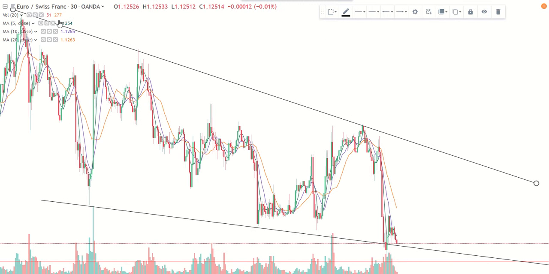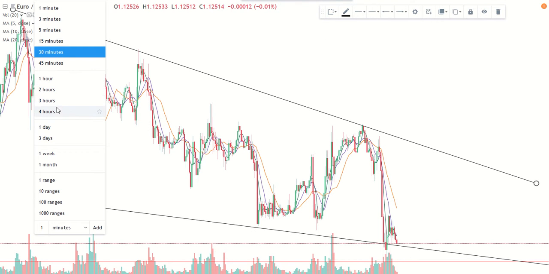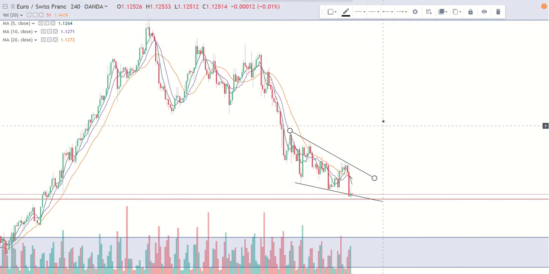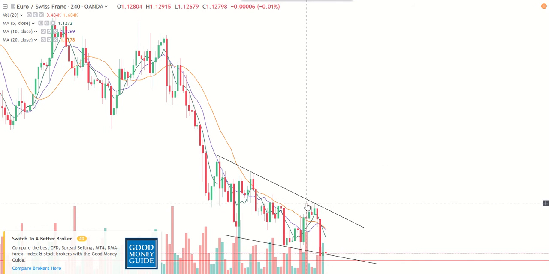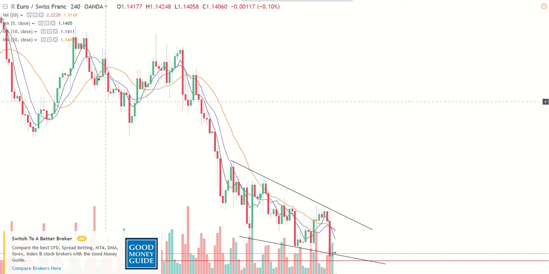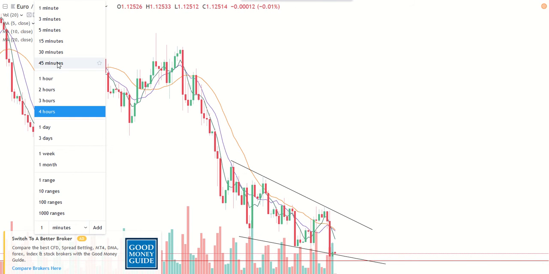I was quite confident that we were going to push lower. And also on the 4-hourly, there were a few wicks sitting at the top of this trend line. That's kind of given me the confirmation that this market does really want to push lower.